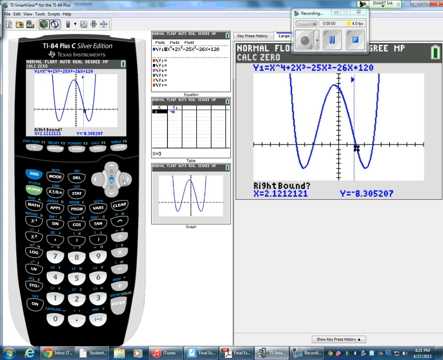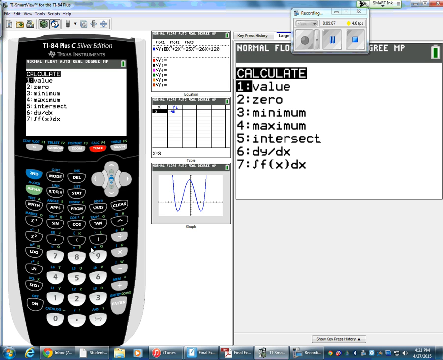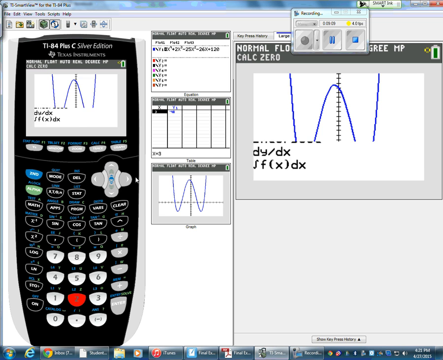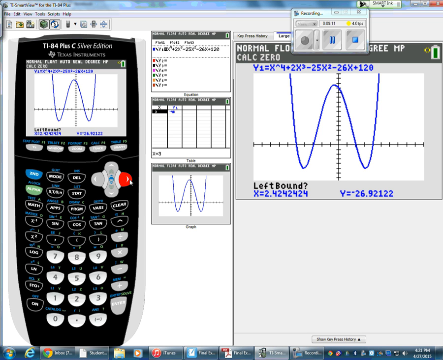Left bound and right bound. So another 0 is at 2. So 2, 0 would be a third answer. And then second trace 2, another 0 would be, you can kind of tell on your graph it's going to be 4, but I'm going to go ahead and go through the motions for you guys. This other 0 would be at 4.